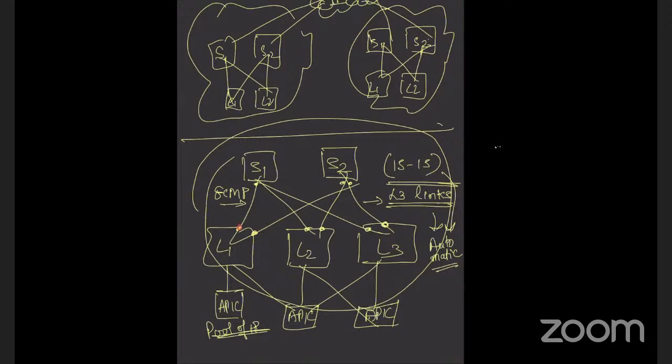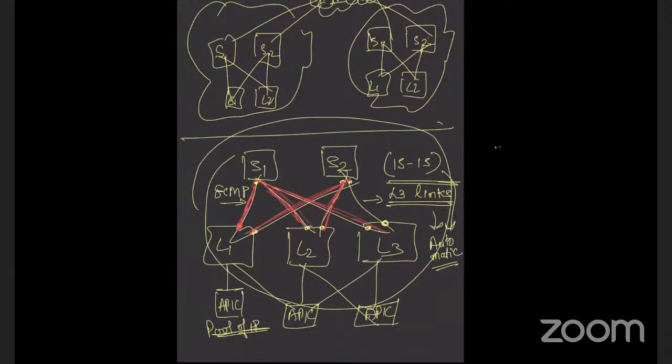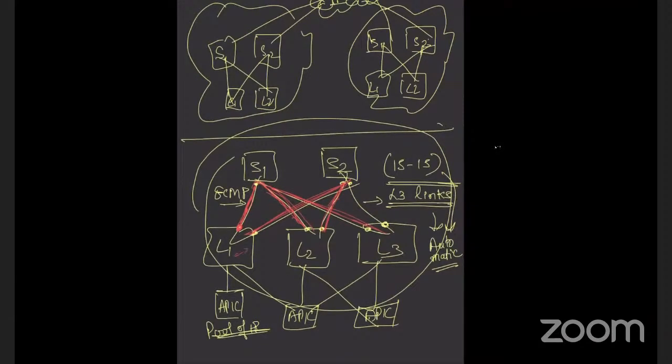Your VXLAN tunnel is going to be created automatically between the leaves, all the points. For example, from here to here you create one tunnel, from here to here you create one tunnel, and so on. So every leaf is a tunnel endpoint of VXLAN. Those who don't know what VXLAN is and how it works, I need to explain it from the basics, so we will do it in the class.